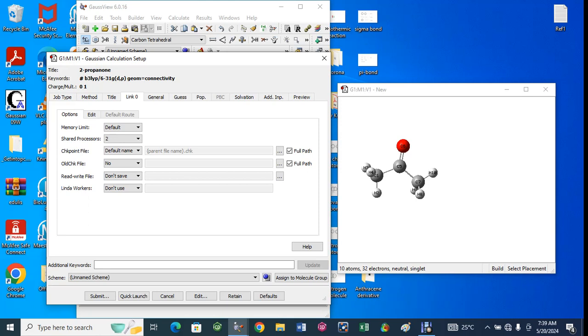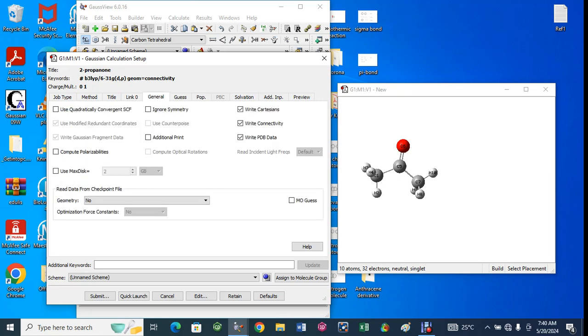So we have the old chk file here, read write file, and then Linda workers. Here we are told not to use, or we can specify. There is a set of options that we have, but most of the time we don't really use these. Mostly I only select what has to do with the memory limit and the shared processors. Then under General, we can tick some things if we know we need them.